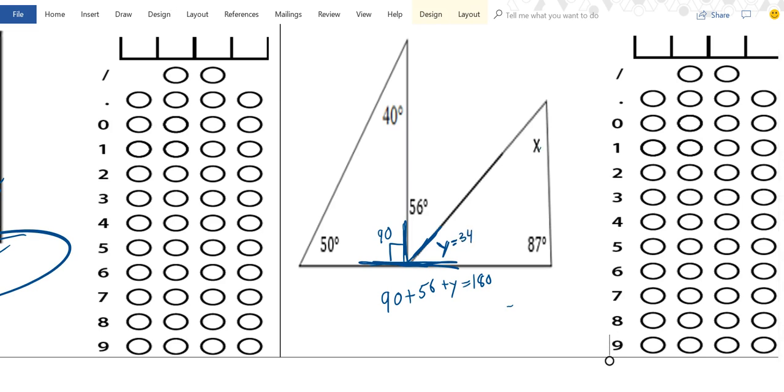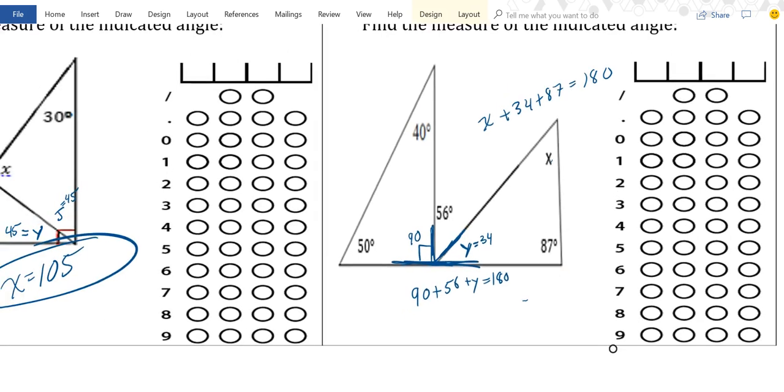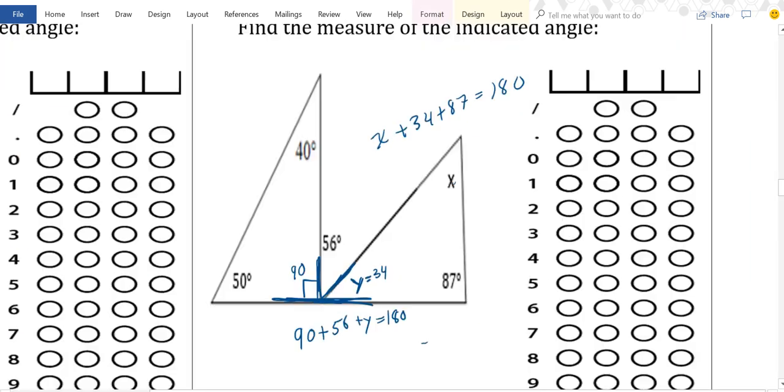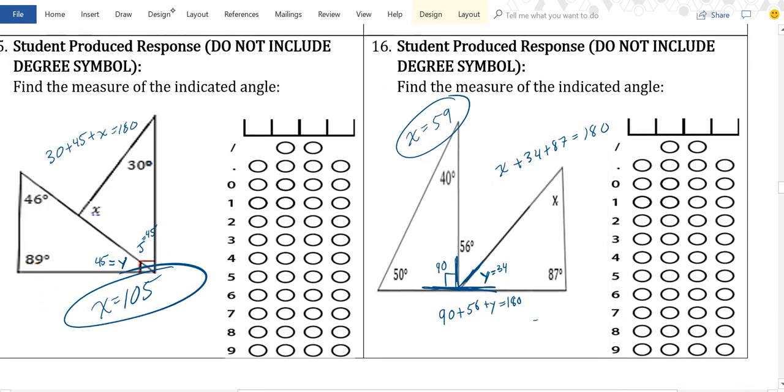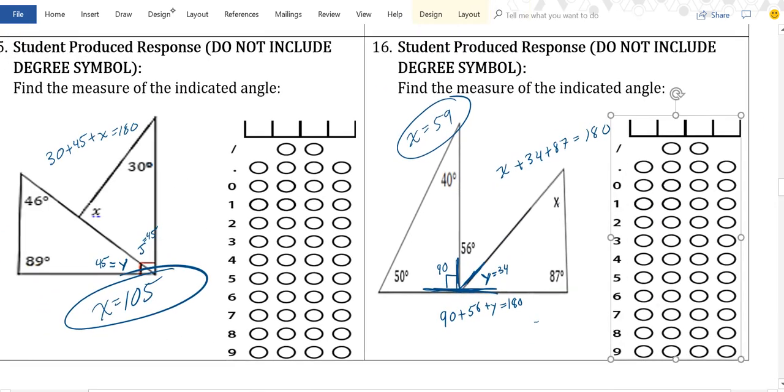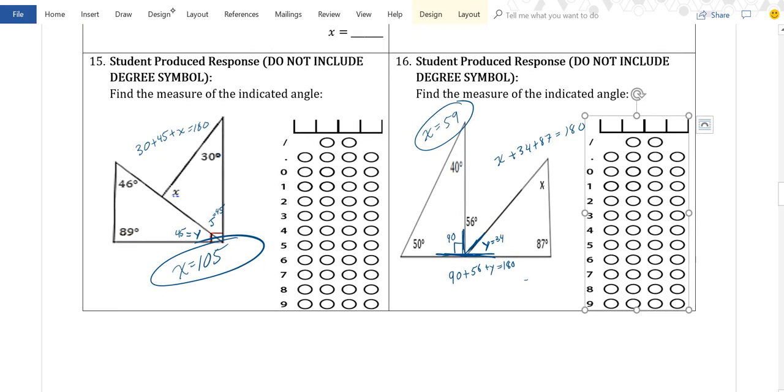Again, now we have all three angles within this triangle, so if I did x plus 34, whoops, let's get rid of that giant line, plus 87, we could set that equal to 180. And we will find out that x is going to be 59. Almost there. Let's go ahead and scroll down here.